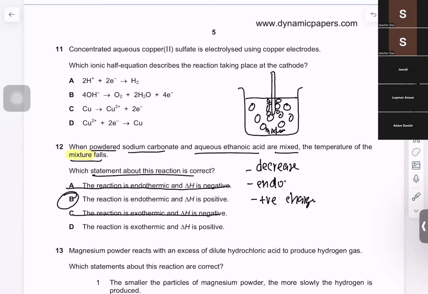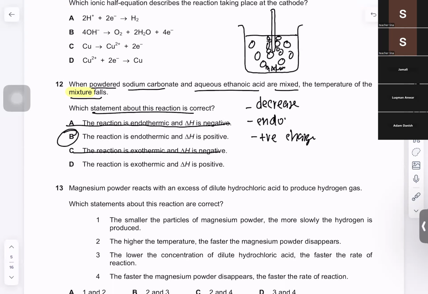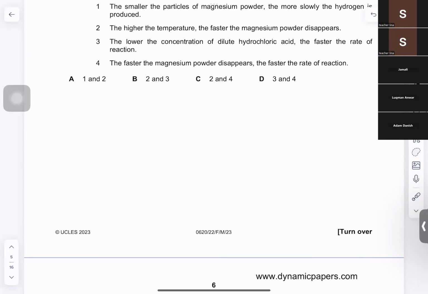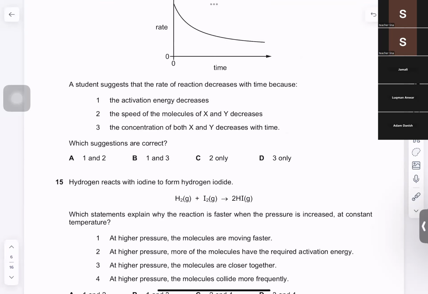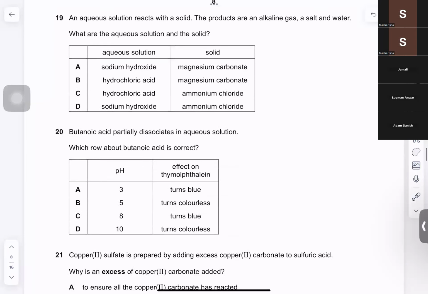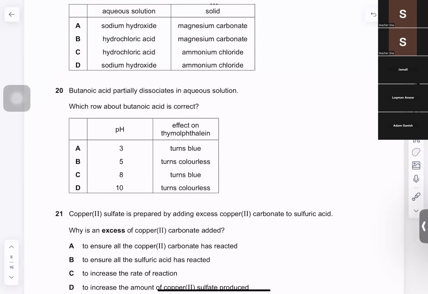Okay, so any question you nak tanya? One? Ada lagi? Soalan 20 je. Soalan 20 mana? Which one? Dah ni? Paper ni juga. Soalan 20. 20. Oh ni. Okay. Bukan acid partial.